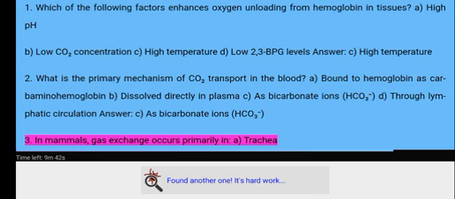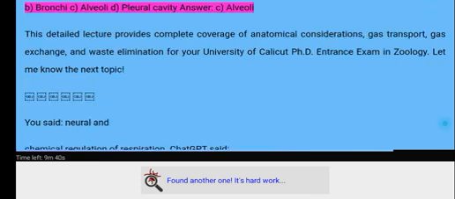3. In mammals, gas exchange occurs primarily in a. A. Trachea. B. Bronchi. C. Alveoli. D. Pleural cavity. Answer. C. Alveoli.